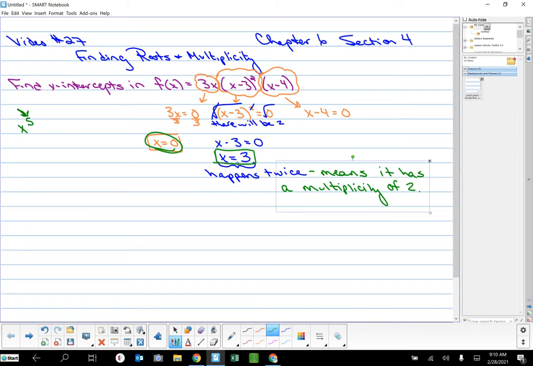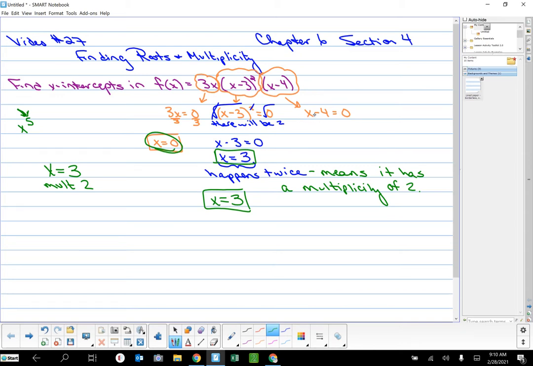So you can't just say x equals 3. You have to indicate either by saying x equals 3 and x equals 3, or say x equals 3 with a multiplicity of 2. So you are aware that it happens 2 times, okay? I need to know that you know that it's happening twice. That's important. I hope you're listening with sound on so that you hear that.